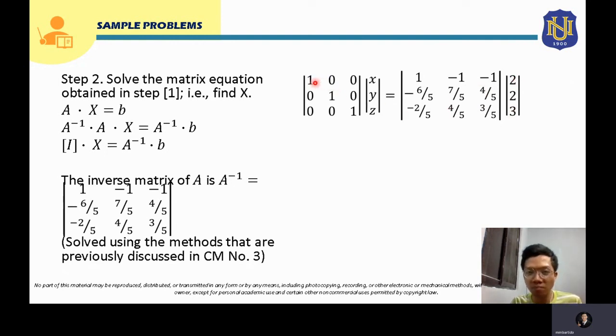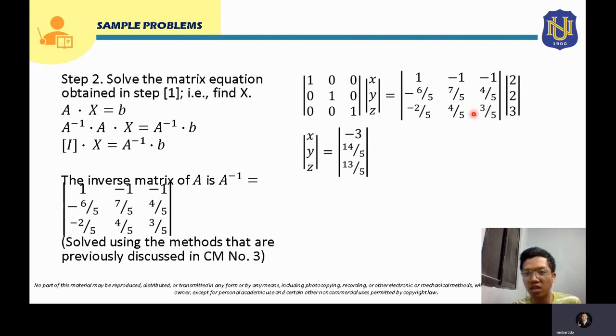If we multiply this identity matrix to x, y, z, this will just be 1 times x plus 0 times y plus 0 times z. So it will just be x. And then 0 times x plus 1 times y plus 0 times z, so that will also just be y. And for this, 0 times x plus 0 times y plus 1 times z, it will just be z. So it will just be x, y, z.